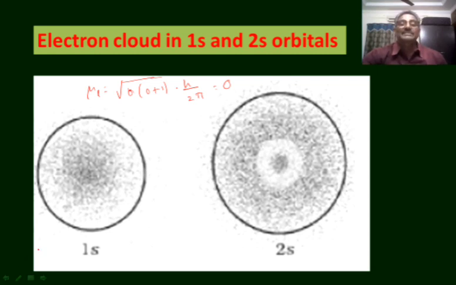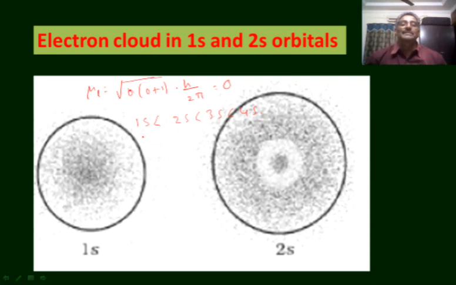What about the energies of these orbitals? The sizes are in the order 1s less than 2s less than 3s less than 4s, and so on. You know that as the size of the orbital increases, the energy of the electron in that orbital also increases. The reason is, as the size of the orbital increases, the electron will be at a larger distance from the nucleus. That is, the attraction of the nucleus on the electron is decreasing. So the energy of the electron gradually increases as the size of the orbital increases.